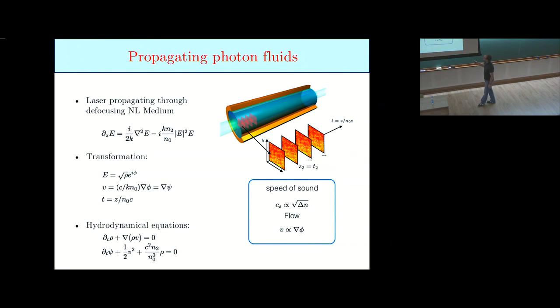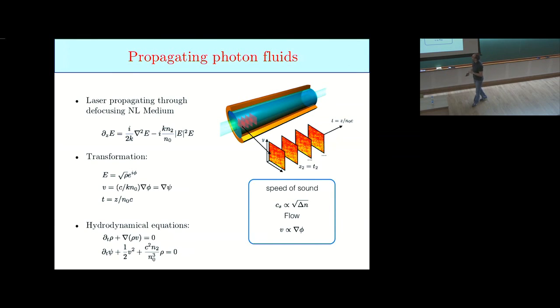Now we have our speed, which is proportional to the gradient of the phase, and we can identify a speed of sound in our material, which is just proportional to the square root of the delta n. Okay, the same delta n that I was talking to you about yesterday: n2 times intensity, or times power.